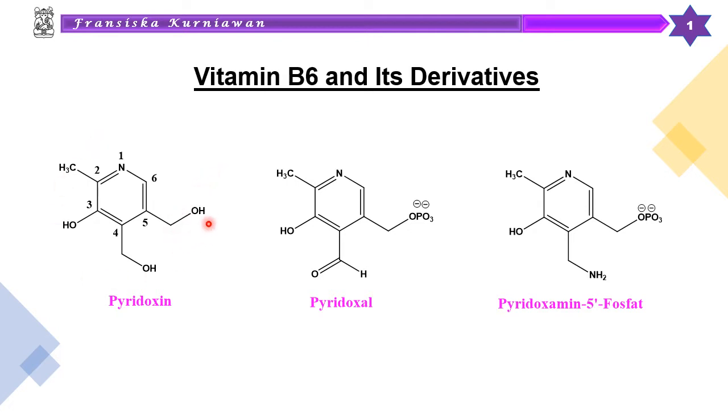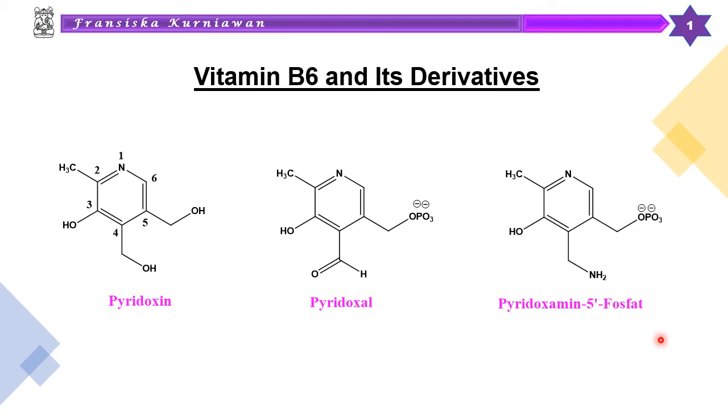You can change this hydroxyl group into the phosphate group, and also change this side with the aldehyde group, and it becomes a pyridoxal. And also you can change this side not into the aldehyde but into the amino group, and this still has the phosphate group, and it becomes pyridoxamine 5-phosphate.